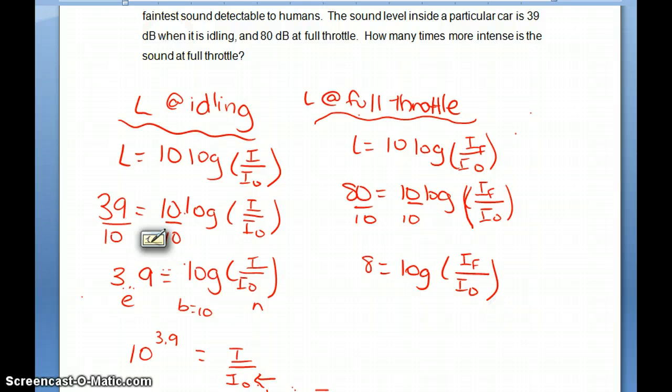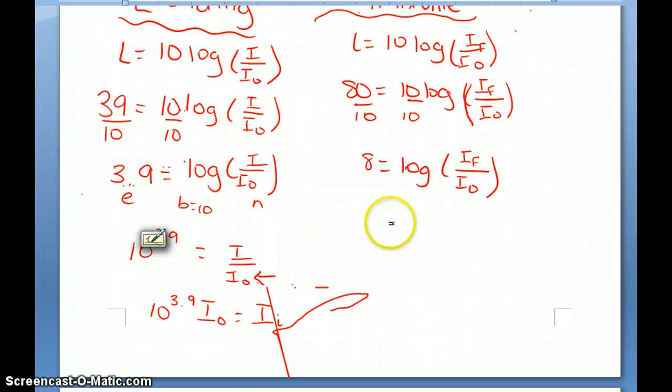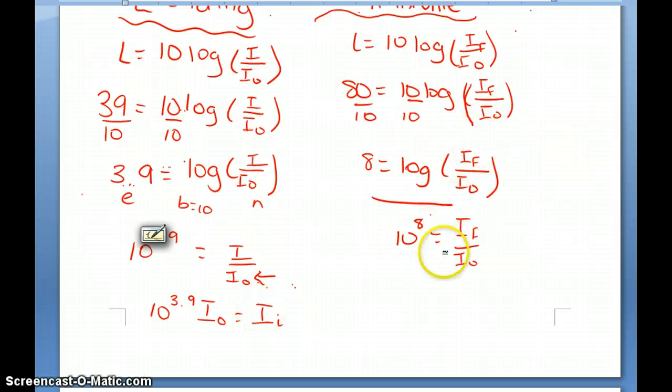From there, once again, we keep on solving just like we did before. We're going to write this into exponential form, because we don't like logarithmic form. Here our base is 10, our exponent is 8, and it is equal to that number, which is I F divided by I naught. In the last step, we want to get the intensity at full throttle by itself, so we move that I naught to the other side. We multiply, so we're left with 10 to the power of 8 times I naught is equal to I F.